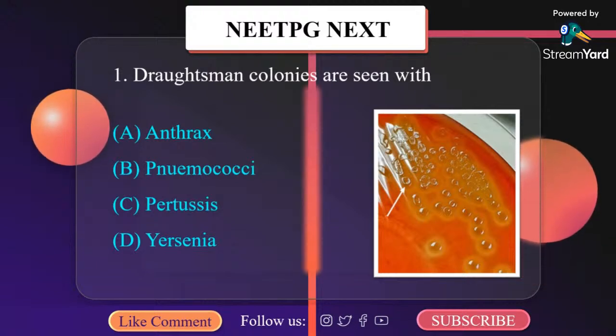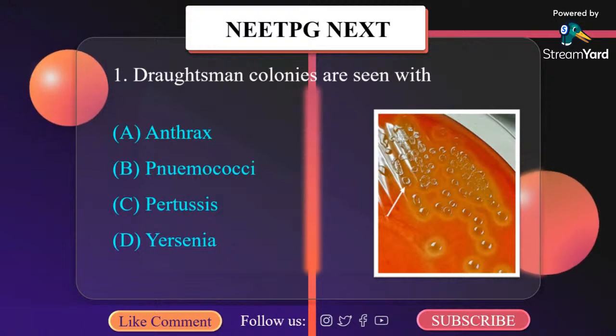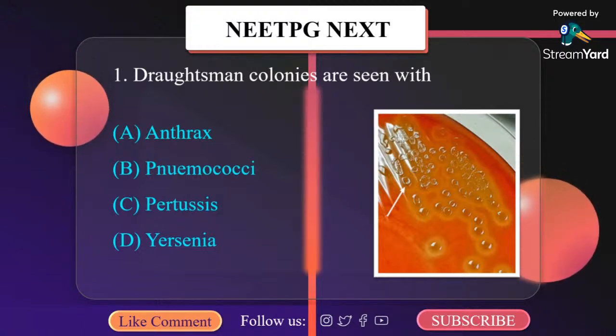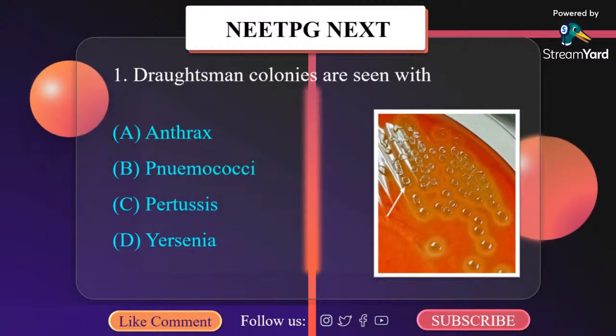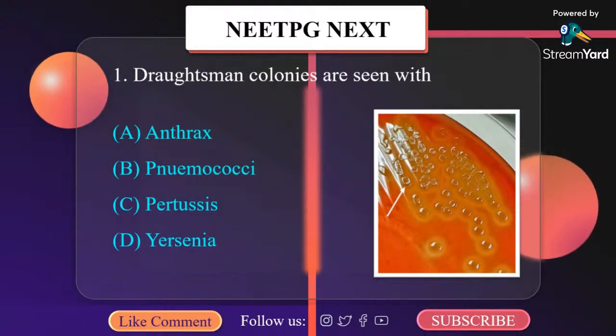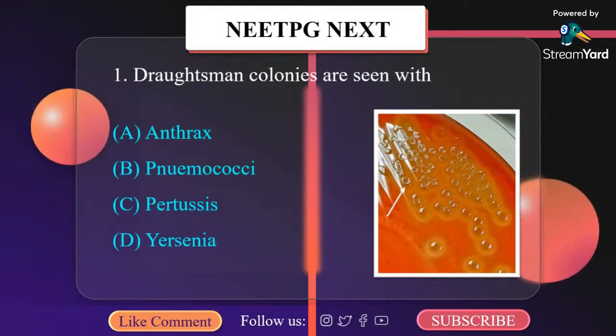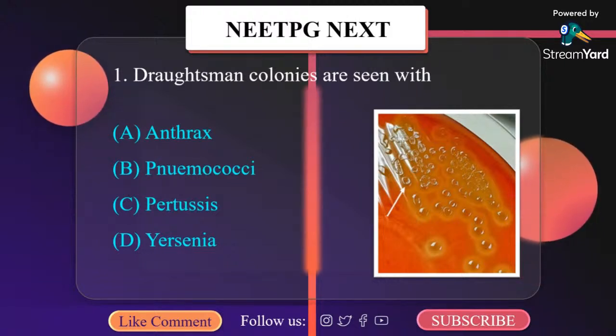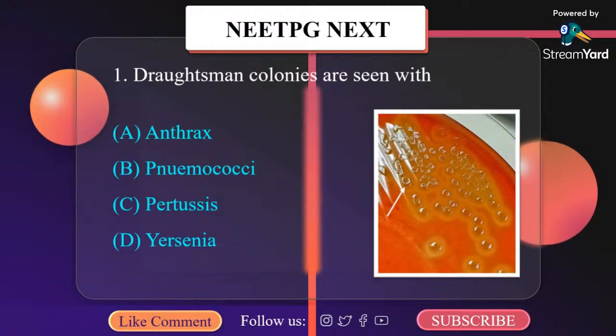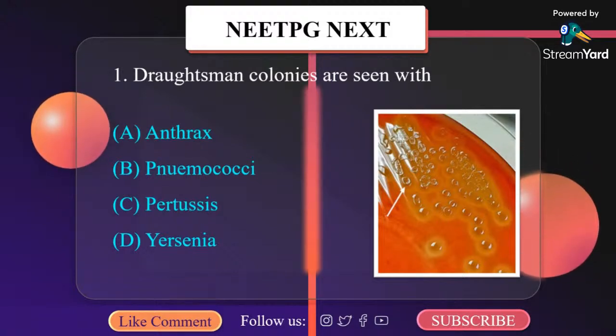Today, we are going to deal with microbiology, a very important subject from the NEET PG exam point of view. About 20 to 25 questions directly come from microbiology. So, about 80 marks are yours if you are able to solve them correctly, and it is a highly scoring subject. So, without wasting time, let us move forward.